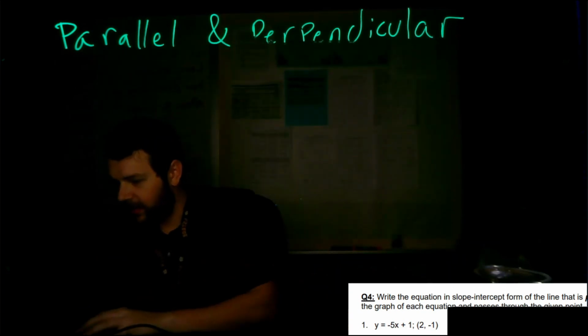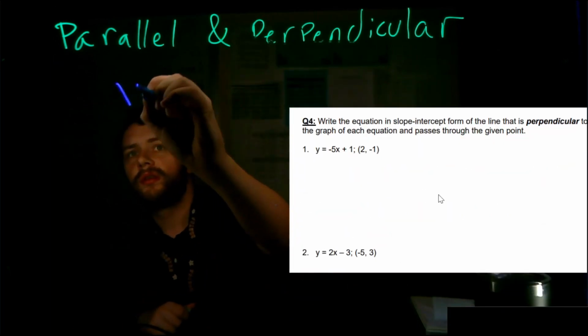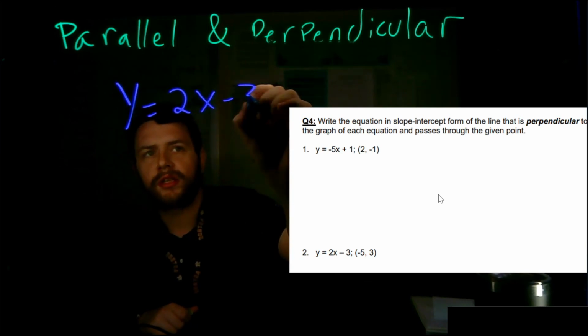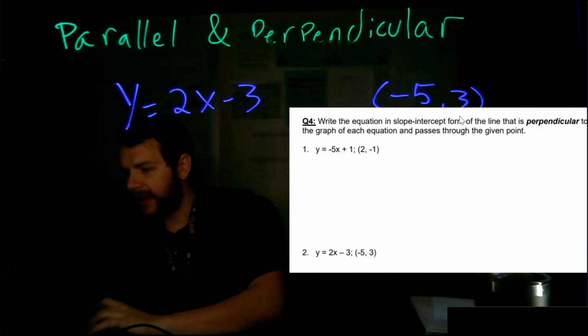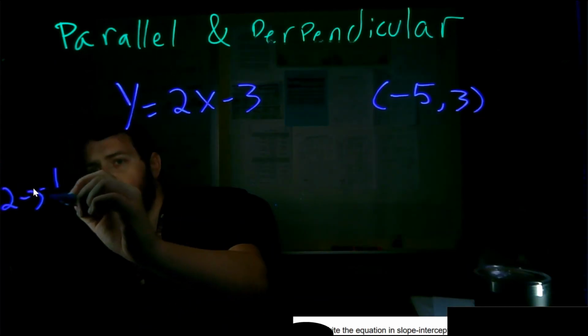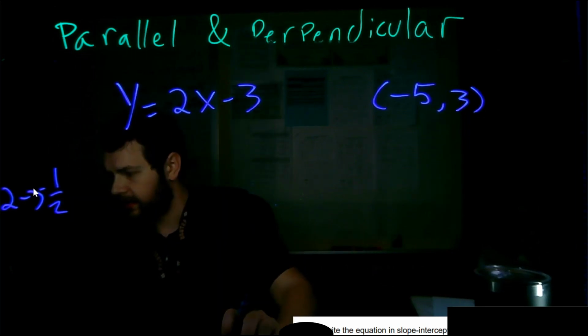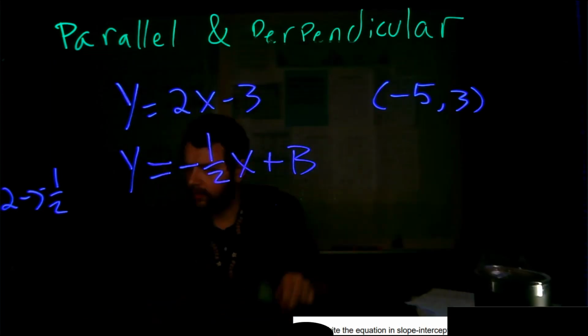Here we go. The second one we're going to do here for perpendicular is y equals 2x minus 3. And the point it'll be going through is negative 5 and 3. So the very first thing is we need to make the slope a negative reciprocal. So 2 becomes negative 1/2. All right, so my new equation is y equals negative 1/2 x plus b. I don't know what the b is. That's what we're going to try and find out using our x and our y. The y is a 3.